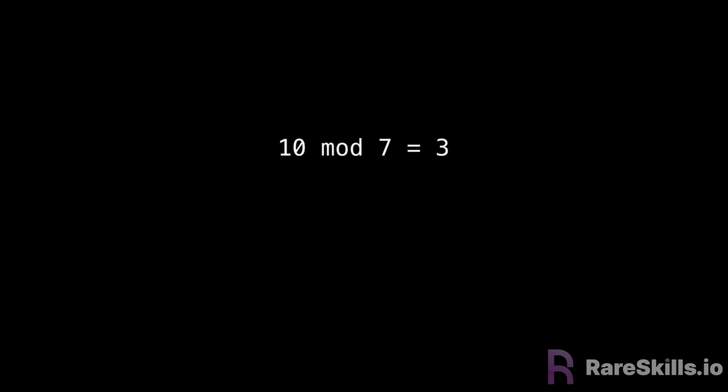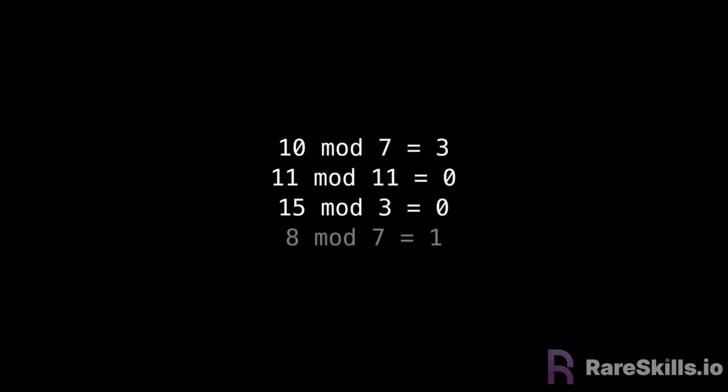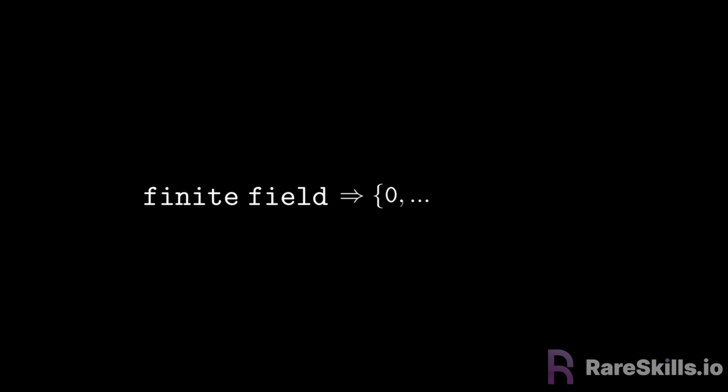So 10 modulo 7 is 3, 11 modulo 11 is 0, 15 modulo 3 is 0, 8 modulo 7 is 1, and 15 modulo 7 is 1. We call a finite field the set of numbers that exist in this number system. For example, if we do everything modulo 7, then only the numbers 0, 1, 2, 3, 4, 5, 6 exist.